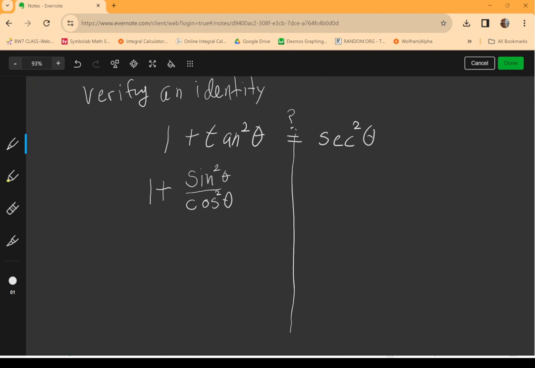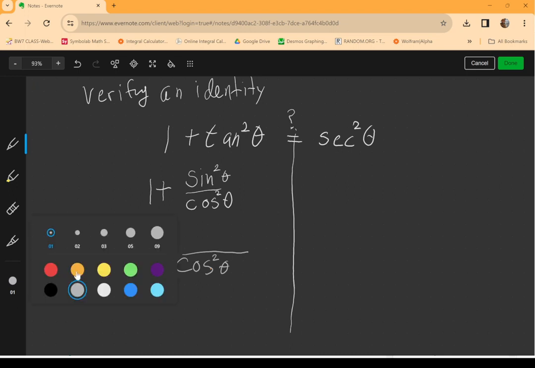All right, so the way I'll do that is I'll have a common denominator, right? And my common denominator is going to be what? Cosine squared. Since there's really only 1 fraction, I know the common denominator is going to be the denominator of this particular fraction, which is in this case cosine squared. So now the next step is, how can I write 1 as a fraction with a denominator of cosine squared?